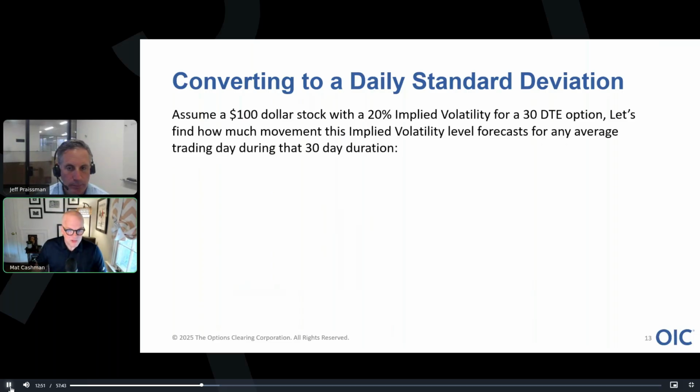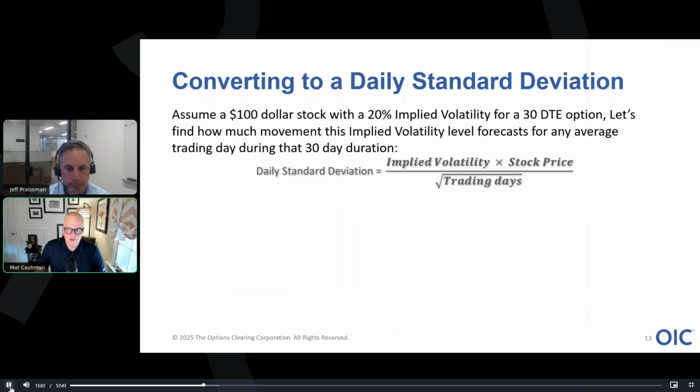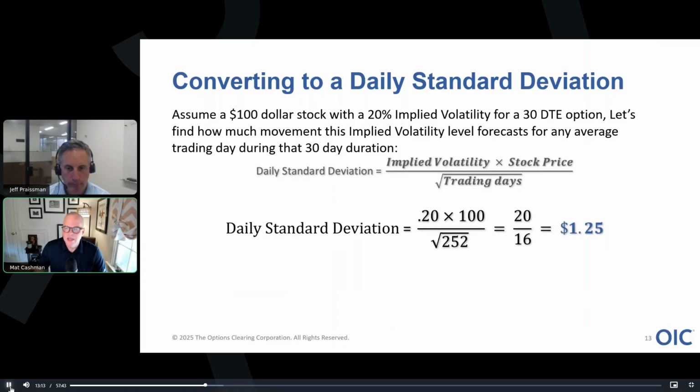Let's talk about this in real terms. $100 stock, 20% implied volatility on a 30-day option. Let's think about how much movement this implied volatility level is forecasting for any average day during that duration. Remember the standard deviation formula I just gave you. Daily standard dev, implied vol times stock price divided by square root of time. In this case, trading days.